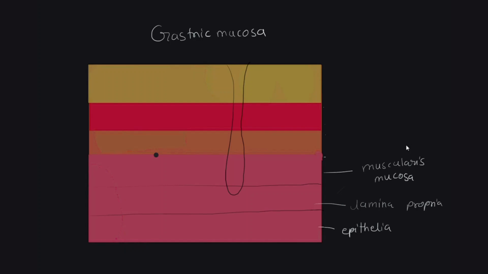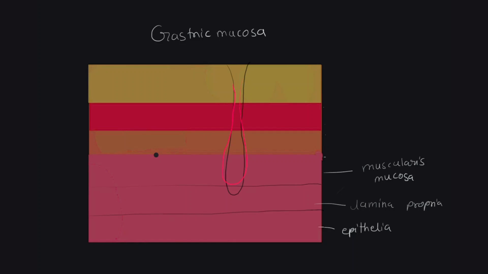It is important not to confuse the muscularis mucosa with the muscularis externa. The muscularis mucosa is the muscular layer of the mucosa, and that's how deep a typical gastric pit extends. And if you look at the surface right here, this is known as the luminal surface.